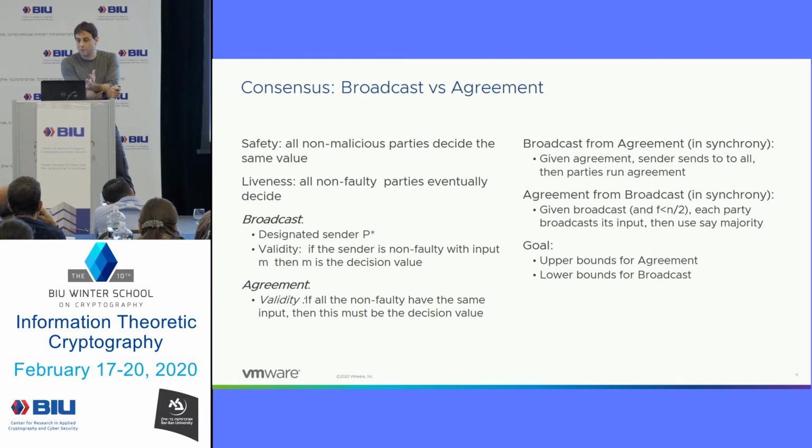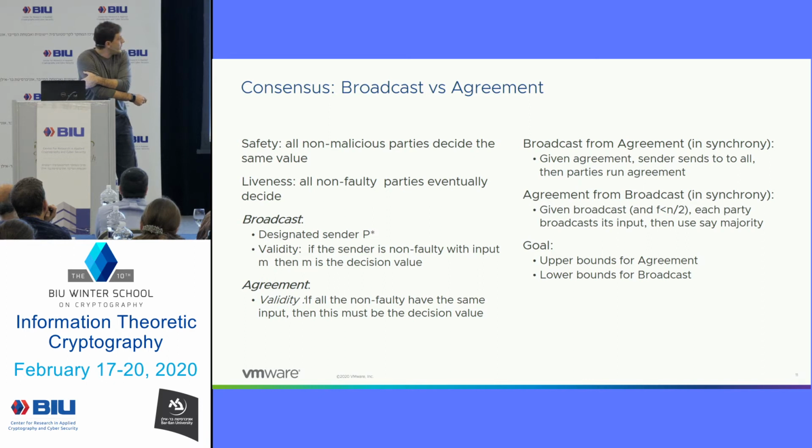Can somebody tell me, if you have an agreement protocol, how do you implement broadcast? Yeah, so I think what you're answering is the following. If you have a broadcast mechanism and you want to implement an agreement protocol, then, if you have a minority of failures, you could have everybody broadcast their value and then choose the majority value. So this is a way, if you have a broadcast, to implement agreement. Note that this reduction requires running a linear number of broadcasts.